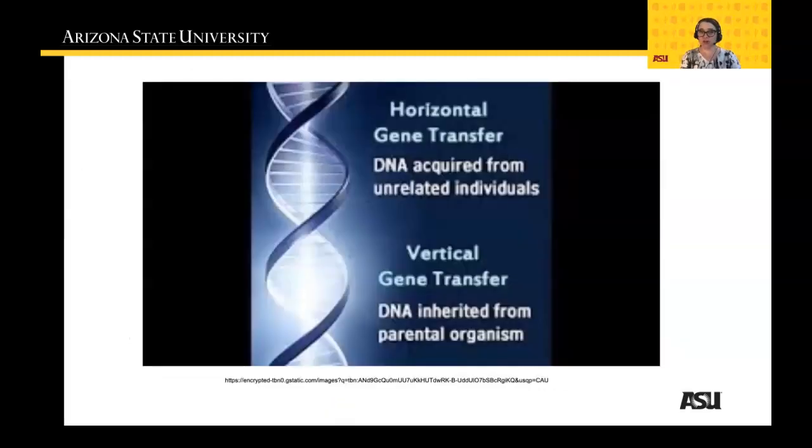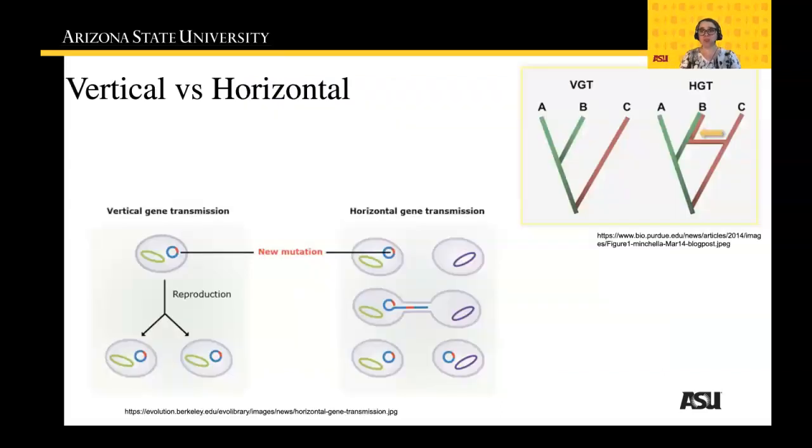Horizontal gene transfer is DNA that is acquired from unrelated individuals. It's like me walking next door to my neighbor, putting out my arm and catching all their DNA, right? We are not related. Vertical gene transfer is the DNA inherited from a parental organism and passed on over time. Vertical transmission, you can see, this occurs in reproduction, right? Mitosis, meiosis, these are vertical gene transmissions.